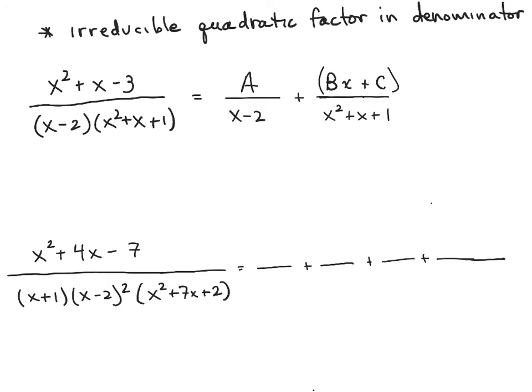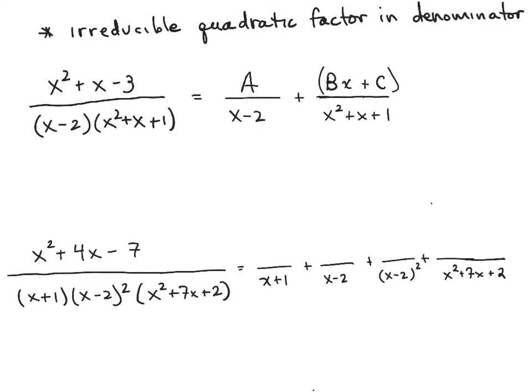And each denominator of the partial fractions is going to be one of these factors here. So x plus 1 is the distinct linear factor, and then x minus 2 is the repeated factor, so it needs to repeat following the same procedure that we saw just a few minutes ago. And then x squared plus 7x plus 2 is the irreducible quadratic factor.